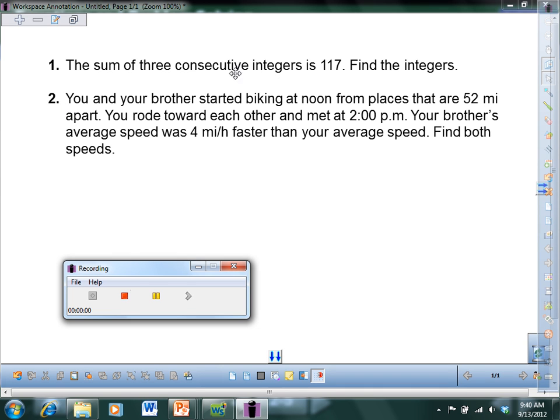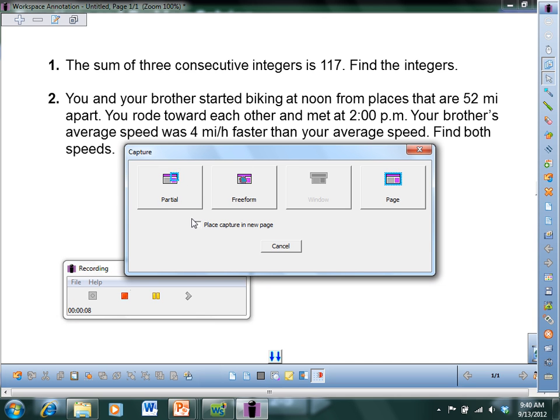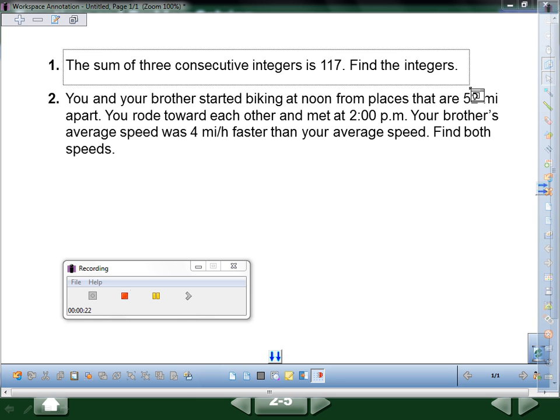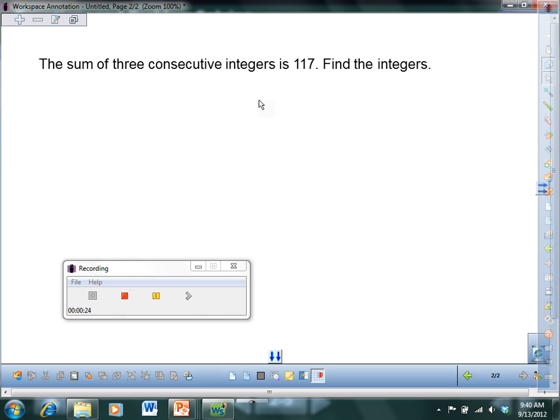We're recording. So the sum of three consecutive integers is 117. And the way you do that one is... 39. Is that the answer? 39. But did you set up an algebraic equation to do it there, Blake? Yeah. Okay. Could you tell me what the algebraic equation was?